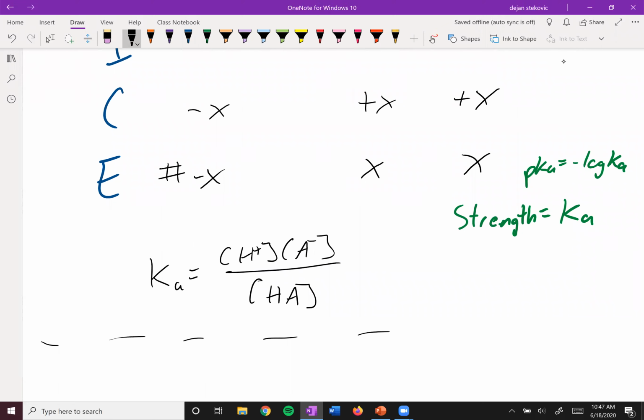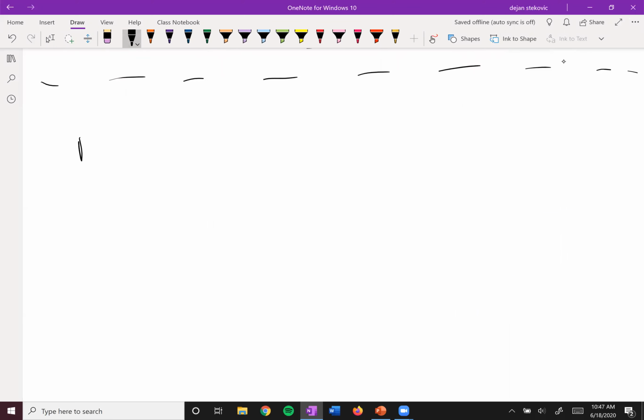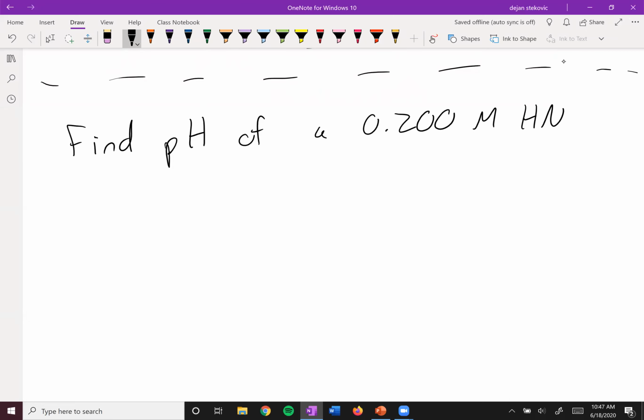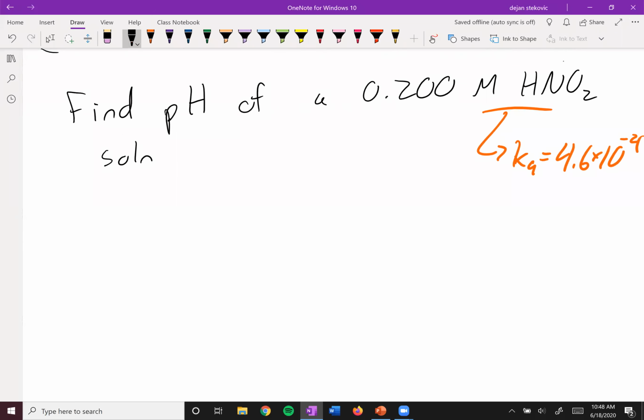So let's take a look at a pretty simple example. This one tells you to find the pH of a 0.200 molar HNO2 solution. And then it tells you that the Ka here is equal to 4.6 times 10 to the negative 4. Right? And so now it wants us to find the pH. We've got the concentration. We've got the strength. So next thing we're thinking about is the RICE table.